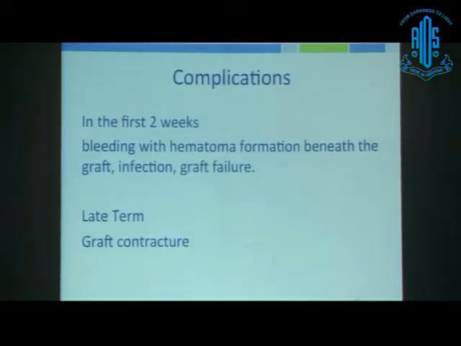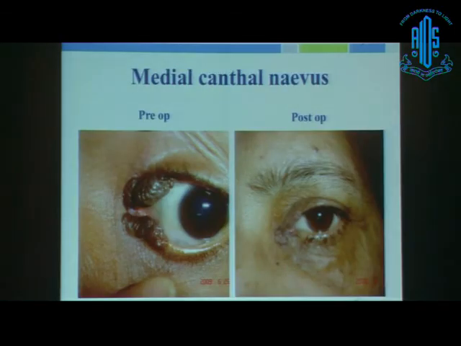Most common complications with grafts could be bleeding, forming hematoma, which could form beneath the graft. That can create problem of take-up. You could have infection or a graft failure for certain other reasons. Late term, the most significant thing is graft contracture. Many of time, in spite of us sizing it well, we still encounter an occasional graft contracture. And I think we'll like to discuss if there are further refinement tricks which you can follow to make sure that doesn't happen. And just last example of a medial canthal naevus removed and graft placed, looks good.